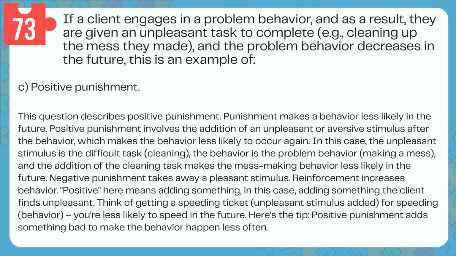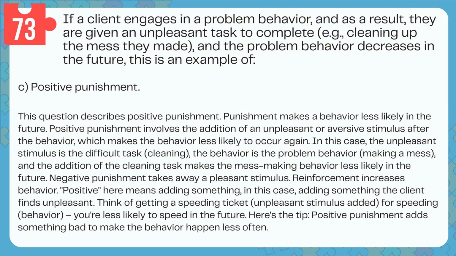This question describes positive punishment. Punishment makes a behavior less likely in the future. Positive punishment involves the addition of an unpleasant or aversive stimulus after the behavior, which makes the behavior less likely to occur again. In this case, the unpleasant stimulus is the difficult task, cleaning. The behavior is the problem behavior, making a mess, and the addition of the cleaning task makes the mess-making behavior less likely in the future. Negative punishment takes away a pleasant stimulus. Reinforcement increases behavior. Positive here means adding something, in this case, adding something the client finds unpleasant.